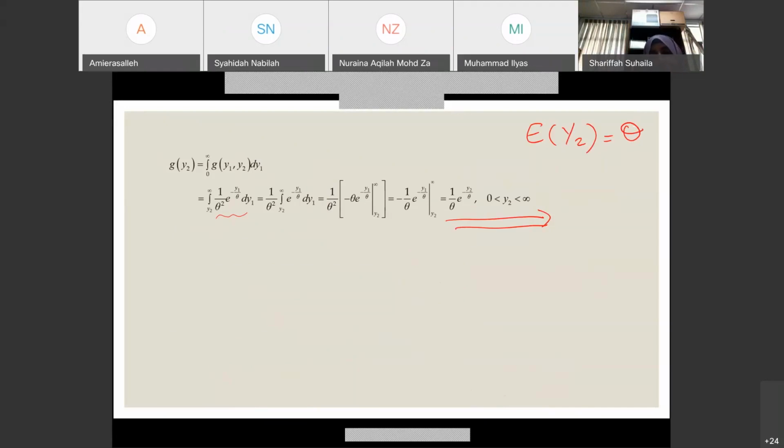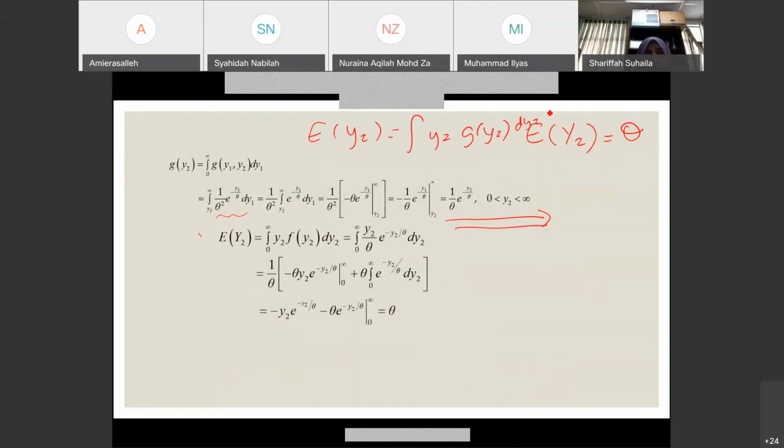So macam mana kita dapatkan expected value of y2? Is y2 times your gy2. Maksudnya, E(y2) is the integral of y2 times gy2 dy2, which is this one. So expected value of y2: y2 times your marginal function. So kita gantikan y2 over theta, exponential negative y2 over theta, dy2. Okay, again, theta tu kita boleh faktorkan 1 per theta. So selesaikan kamiran kat dalam ni.